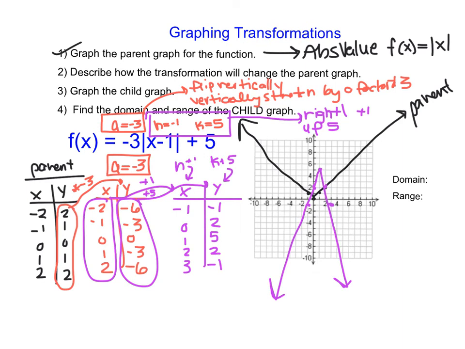Now our last thing here is to find the domain and the range. So our domain, because our graph is going forever to the right and to the left, is all real numbers. And our range, we start at 5 and it goes down. So we have a range of y is less than or equal to 5.